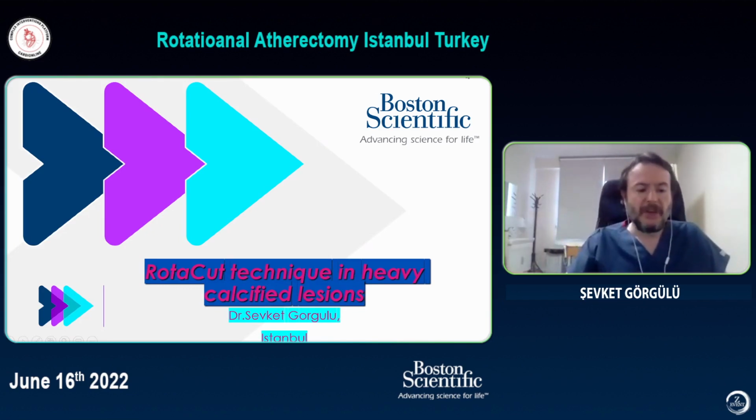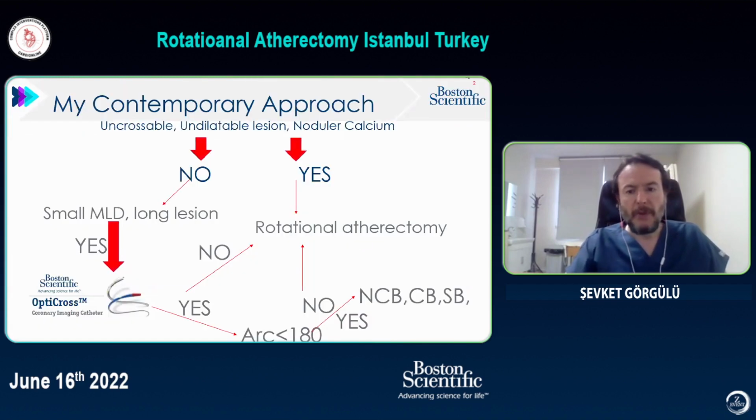So, as a big fan of RotaCut, I'm going to share with you my own experience. And I have my own algorithm here. This is my algorithm in moderate to severe calcified lesions. As Rasha mentioned, it's almost the same. Uncrossable, undilatable lesions or a nodular calcification is an upfront indication for rota.